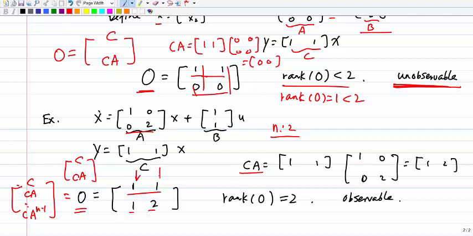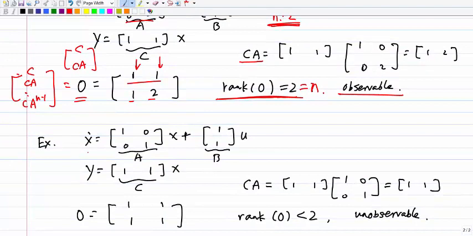Apparently this row and this row are independent, so the rank of O is 2. The number of linearly independent rows is 2. So the rank is 2, and n is also 2, which is equal to n. So this is observable.